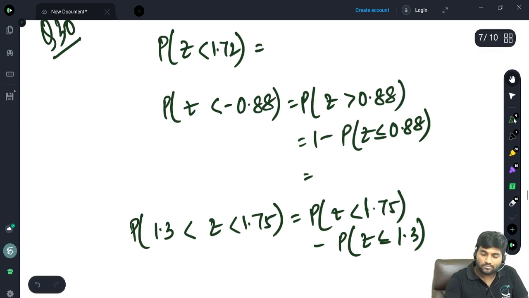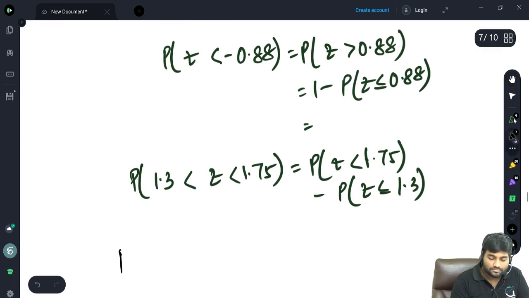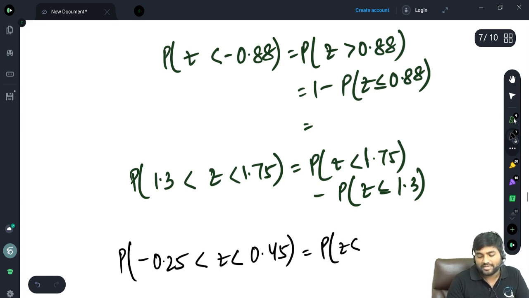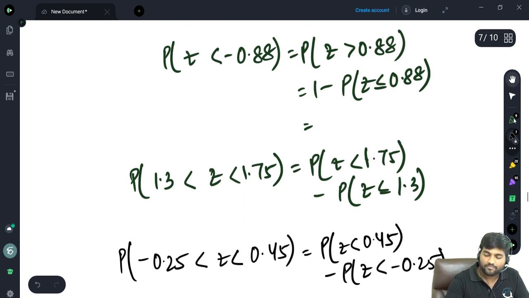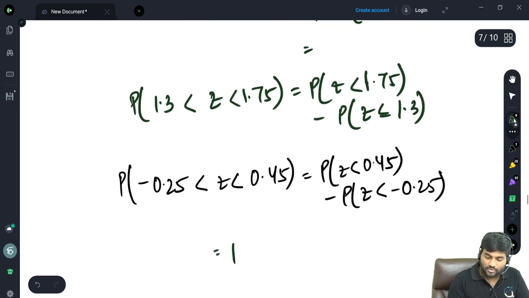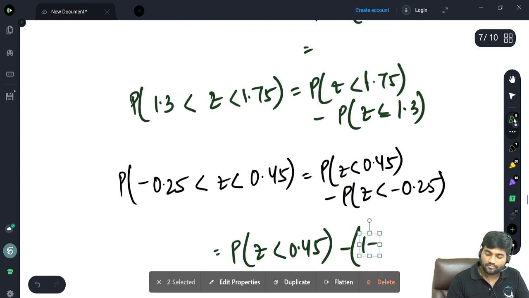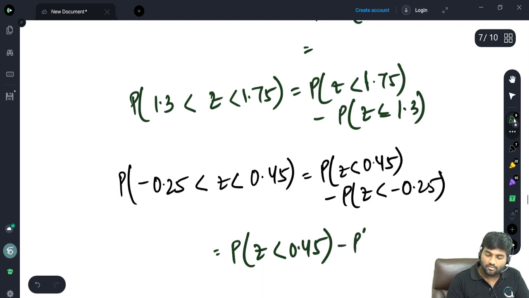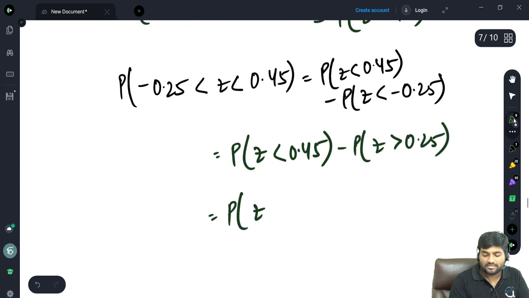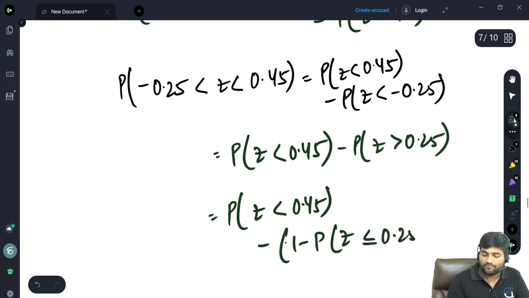Yes or no? Last one, probability minus 0.25 Z 0.45. So probability Z is less than 0.45 less probability Z is less than minus 0.25. So this is equal to probability Z is less than 0.45 less probability Z is greater than 0.25. So this is equal to probability Z is less than 0.45 less 1 minus probability Z is less than or equal to 0.25. Now please solve and get all the answers.